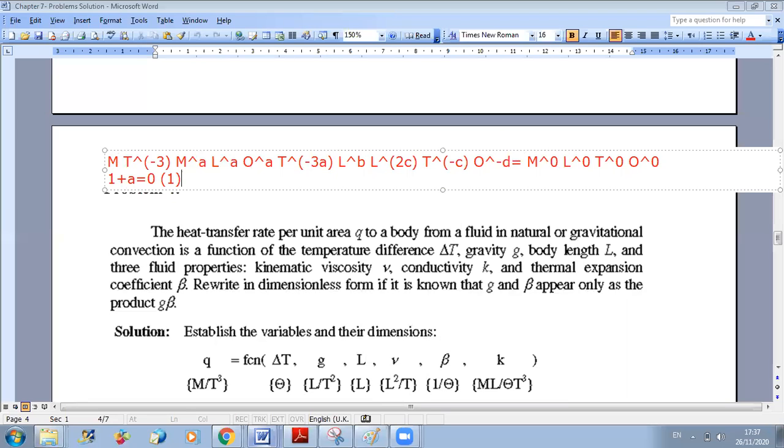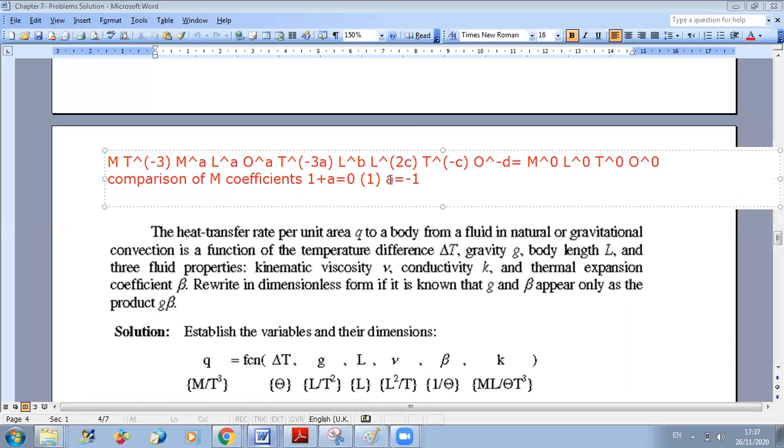This is from the comparison of M coefficients. So this is relation 1. I get that A is equal to minus 1 from it. Now let us continue for T. So now I do comparison of T coefficients.